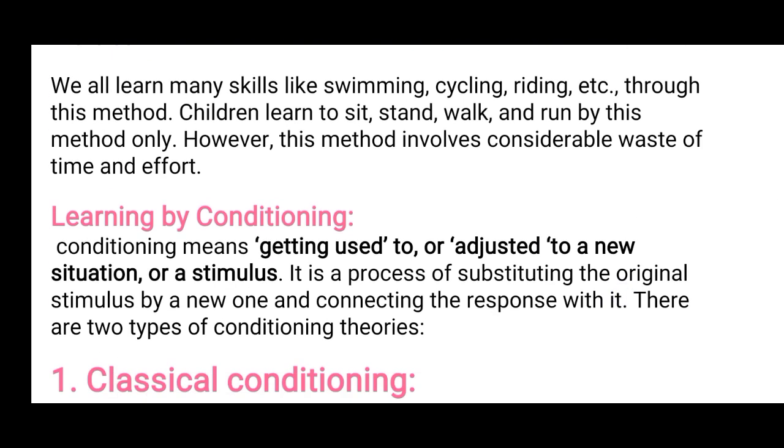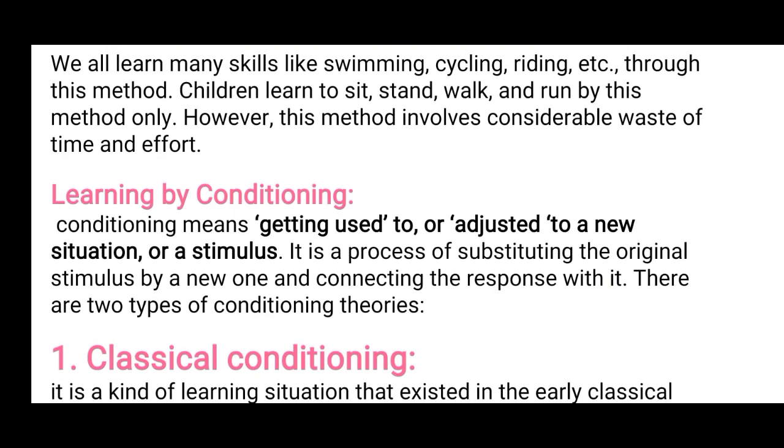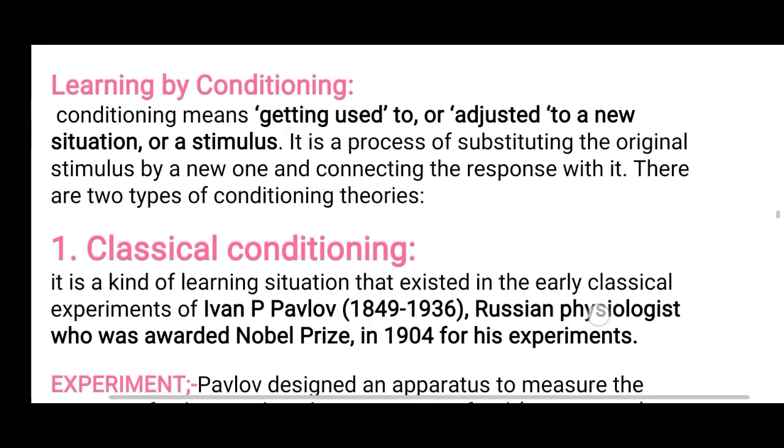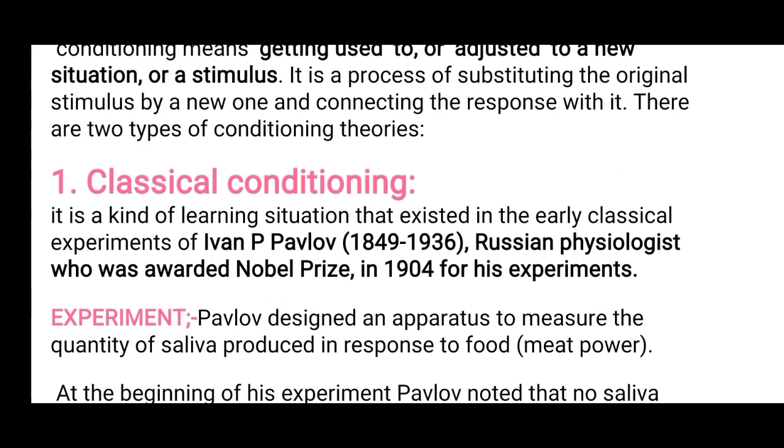Learning by conditioning, the second method. Conditioning means getting used to or adjusted to new things, situations or stimuli. New situation में अपने आप को adjust करना conditioning कहलाता है. It is a process of substituting the original stimulus with a new one and connecting the response with it. There are two types of conditioning theory. Classical conditioning: in this type of conditioning, the situation existed in the classical experiment of Ivan Pavlov.